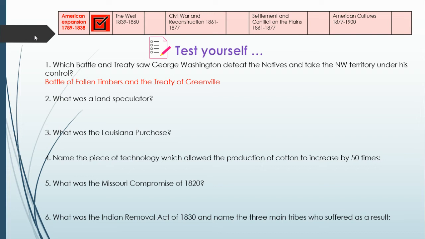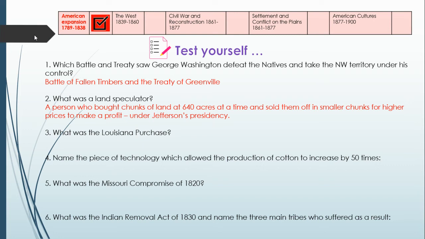What was a land speculator? We've spoken about them a lot during this first session. This was a person who bought chunks of land at 640 acres at a time. Remember, it was under Jefferson's presidency, and these men then sold their 640 acres into smaller chunks for higher prices to make a profit. Number 3, what was the Louisiana Purchase?